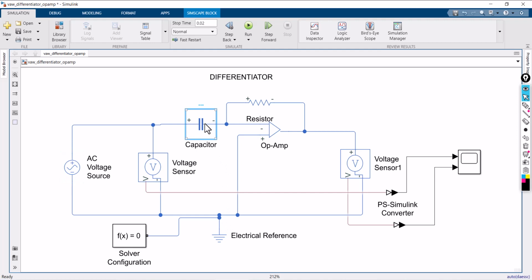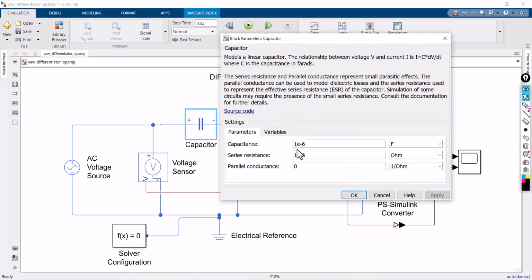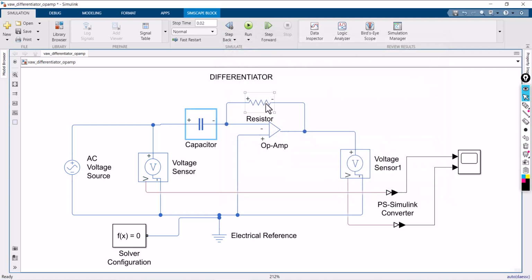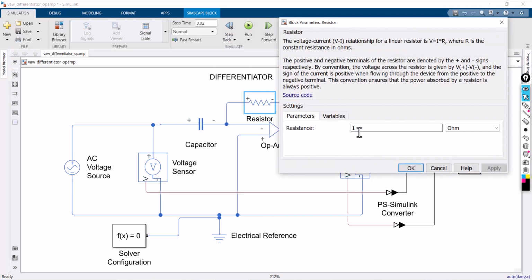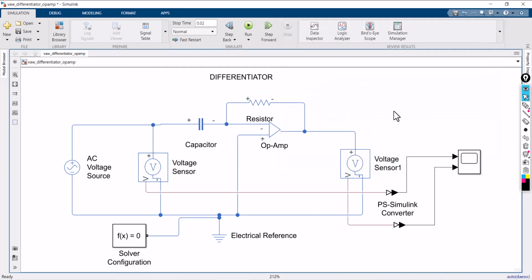Similarly, go to the capacitor. The capacitance value I'm using in my simulation is 0.01 microfarad, and let the series resistance be 1e-6 ohms. Go to the resistor. The resistor value I'm using is 10,000 ohms. So now the system is ready.